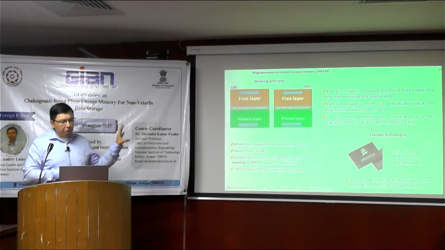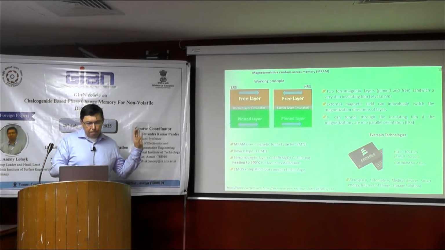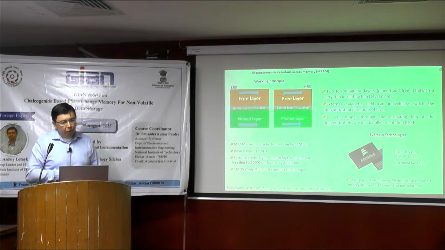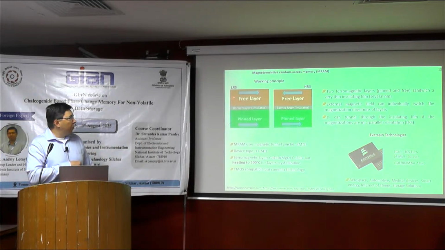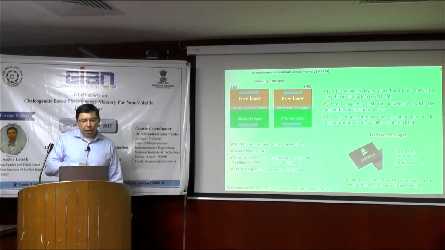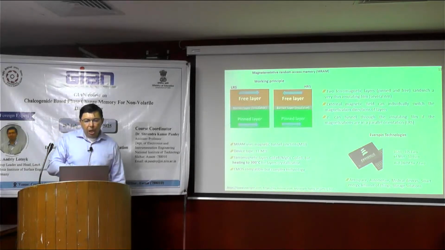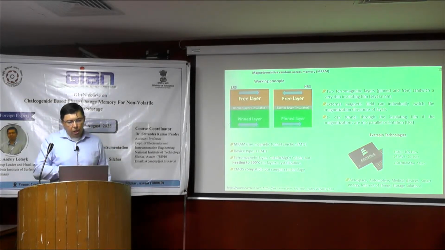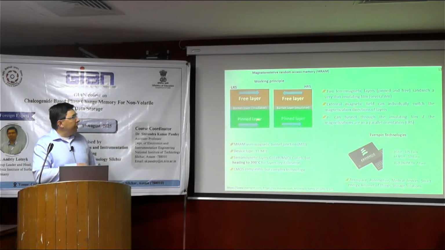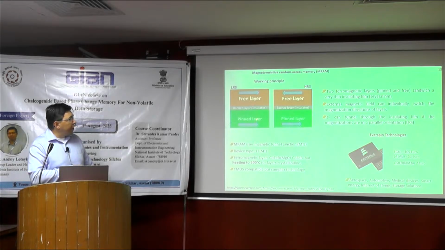Here is just the basic principle of this technology. Here we have two ferromagnetic layers. One is the free layer and one is the pinned layer, and they are sandwiched by a barrier layer, an insulating layer. In this case, this is MgO. And if you apply an external magnetic field, in such devices the pinned layer is always pinned, and it shows magnetization only in one direction.